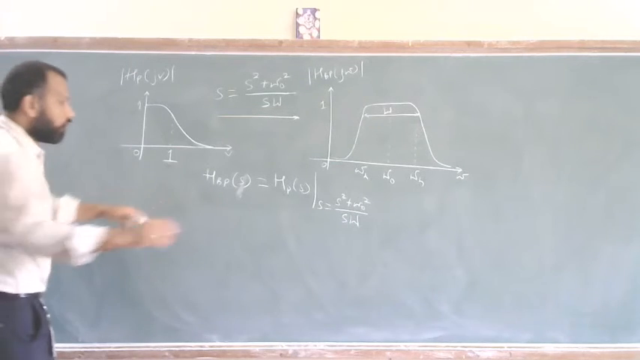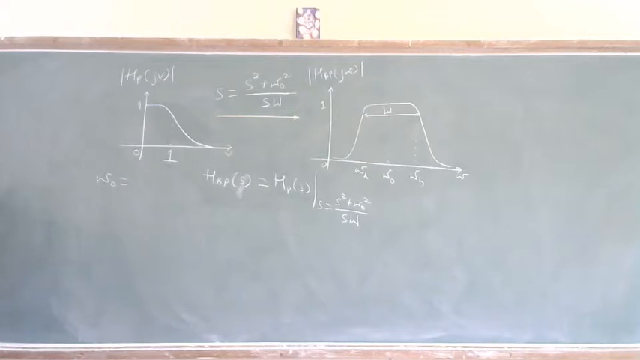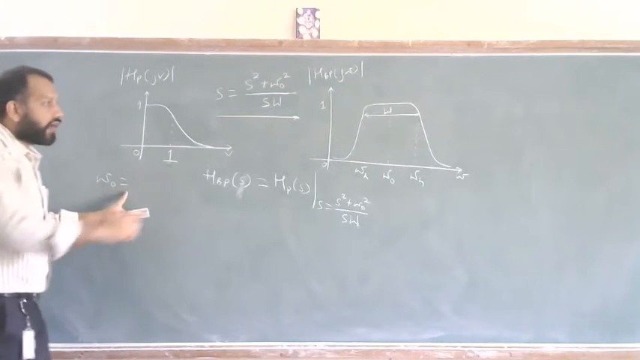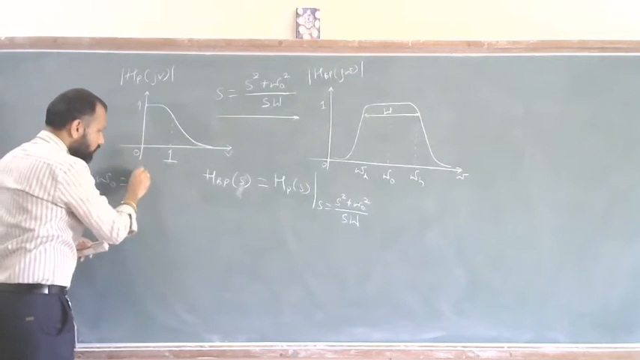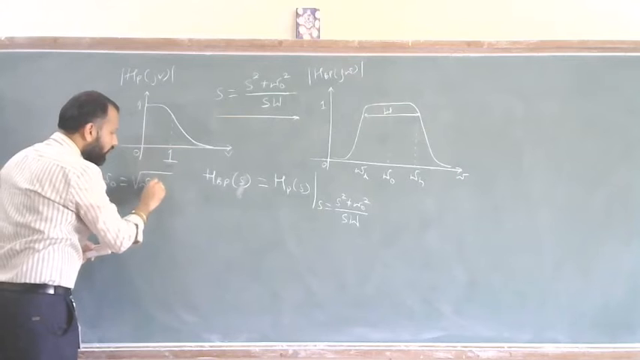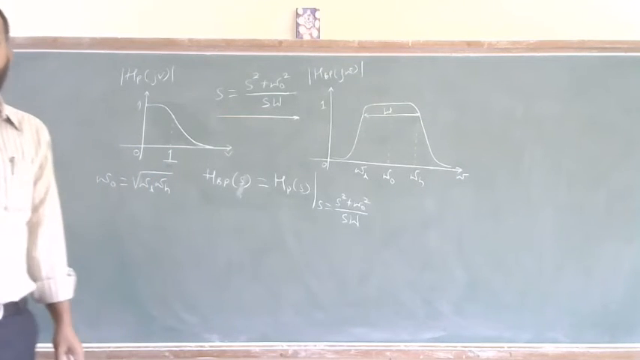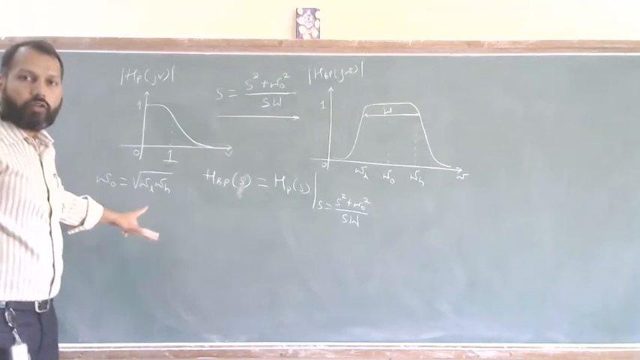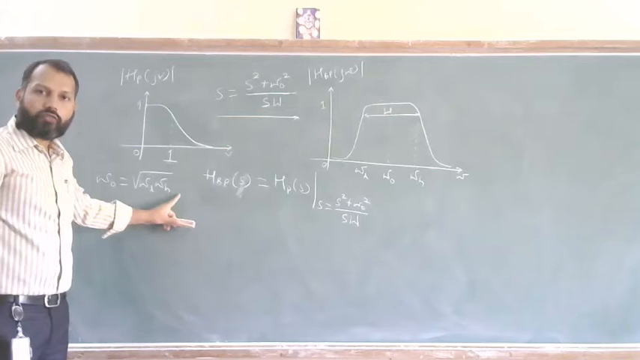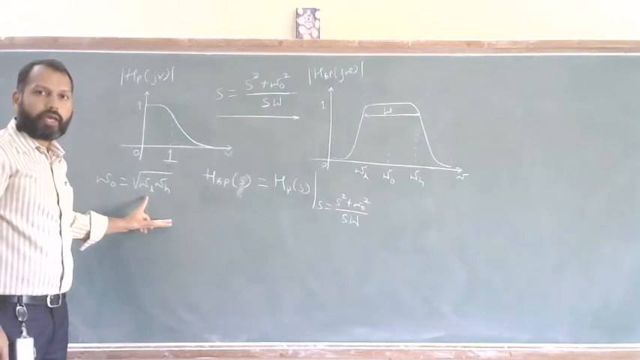Now omega naught, which is the geometric center frequency, is defined in terms of the lower cutoff frequency and higher cutoff frequency as the square root of omega L into omega H. The geometric center frequency is obtained from the lower and higher cutoff frequencies as the square root of the product, omega L into omega H.